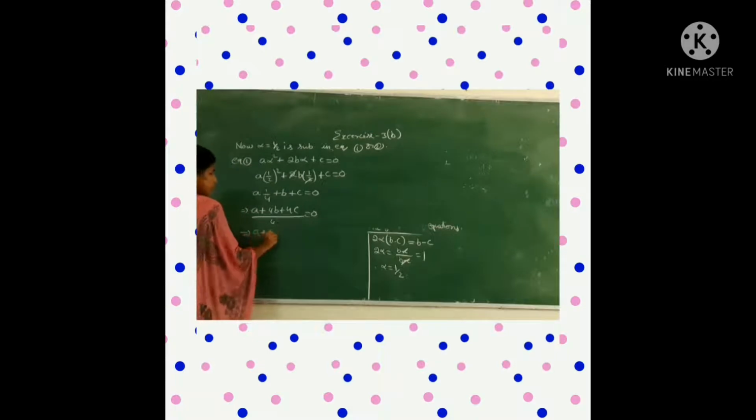A plus 4b plus 4c is equal to 0. This is only what we are showing there. Okay.